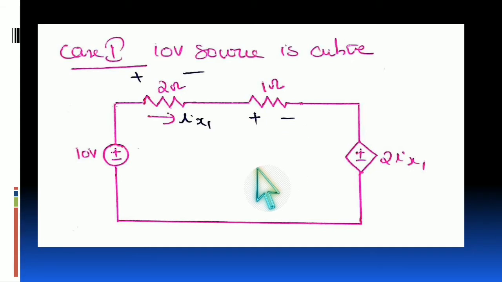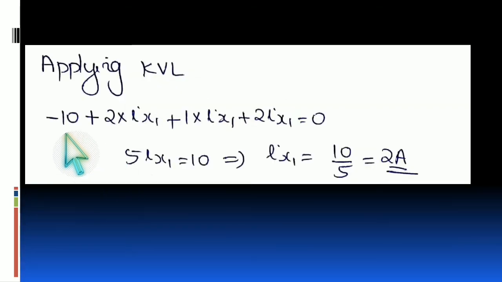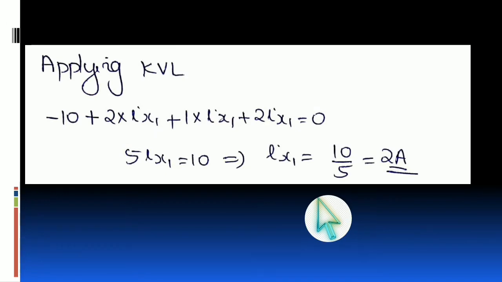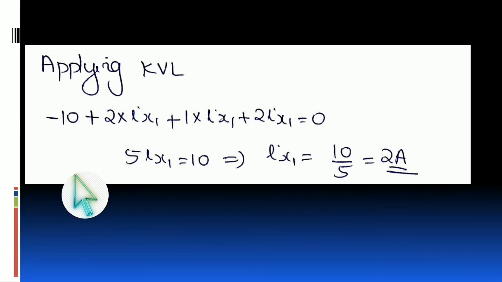Okay. Next, we are going to write the KVL equation of this loop in clockwise direction. Starting at this point, first we observe this 10 volt voltage source with the polarity marked in the order minus plus. So we start our KVL equation with minus 10. Next we have the voltage drop across this 2 ohm, which is equal to 2 into Ix1, with the polarity marked in the order plus minus. Correspondingly, we add the term 2 into Ix1 to our KVL equation.